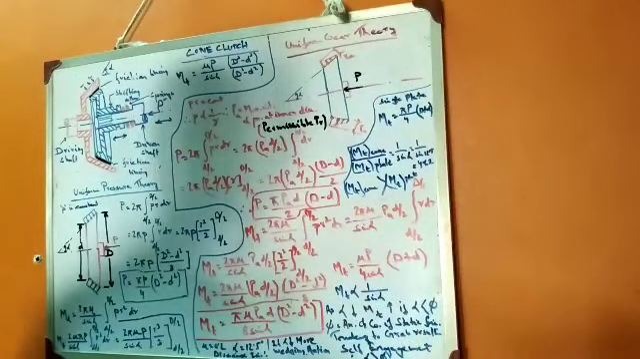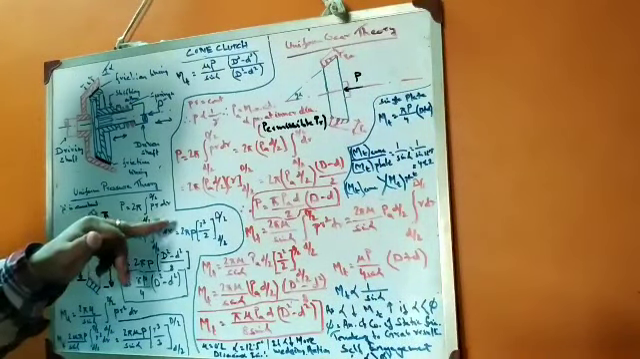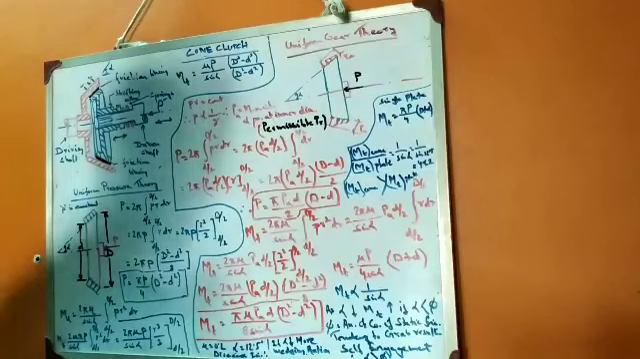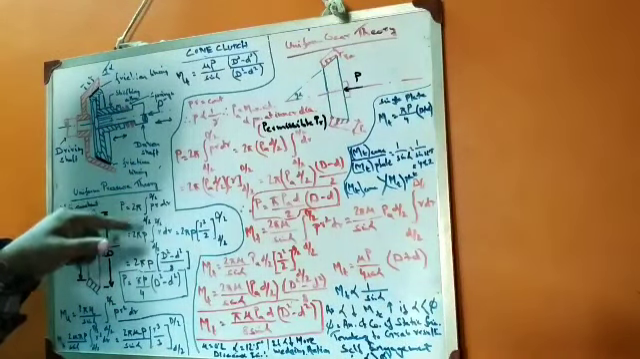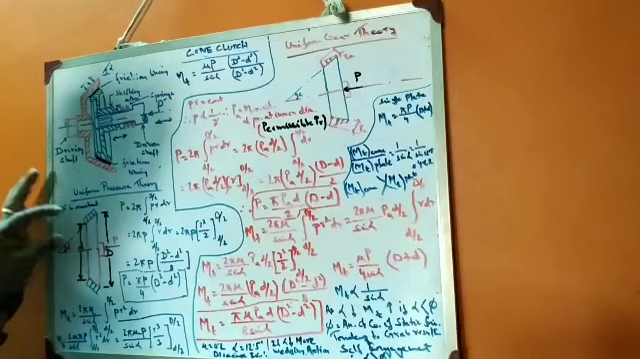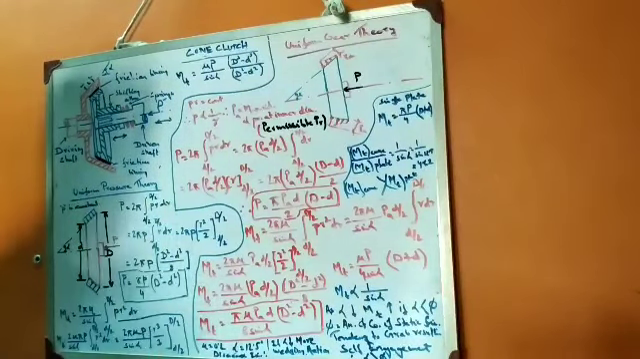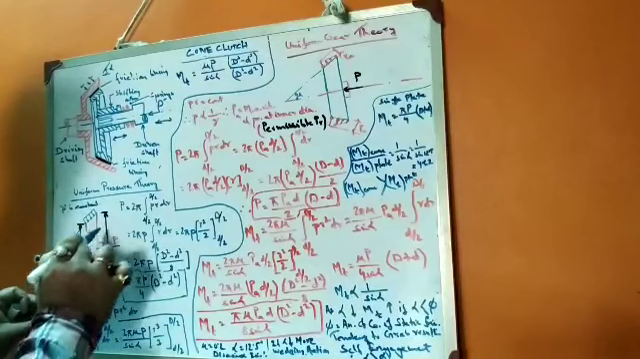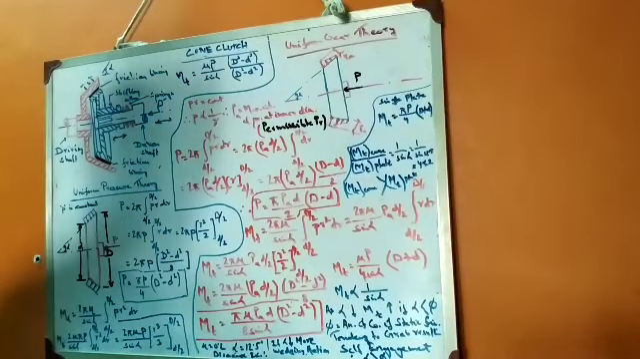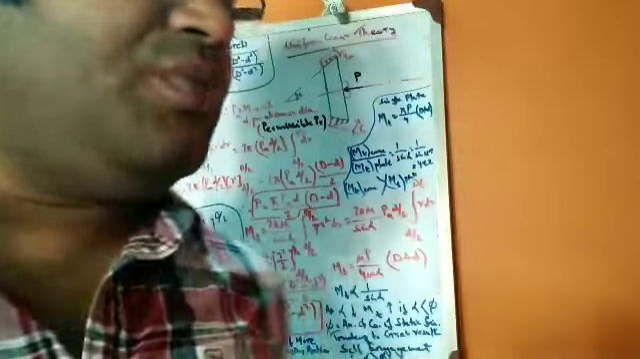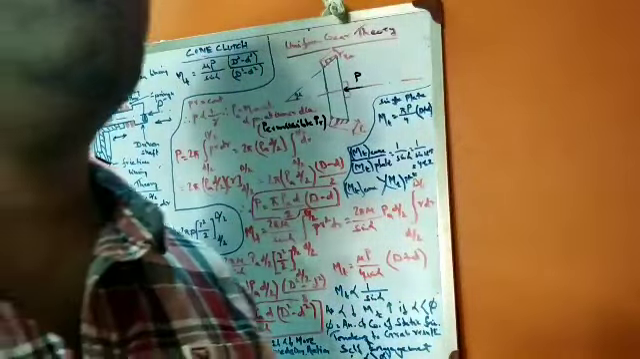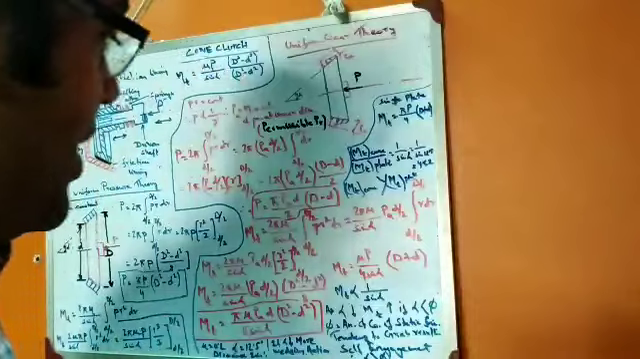Based on this we have found the axial force, that is P equals 2 pi, in the limit of small d by 2 to capital D by 2, of PR dr. This is the small d and this is the capital D. This is the expression which we deduced in part 1 of our lecture on cone clutch.